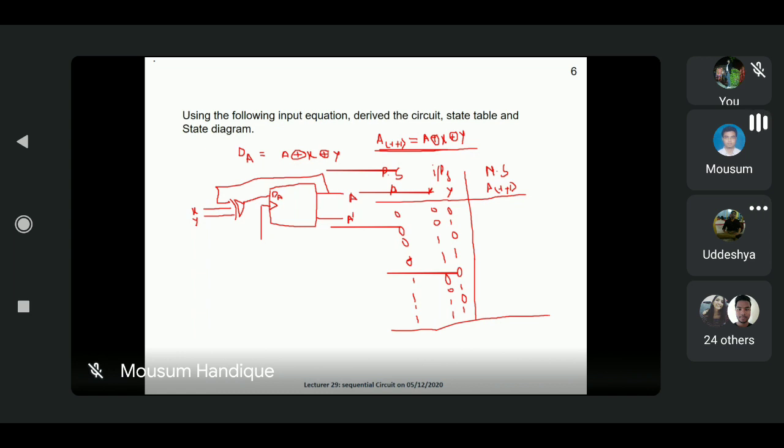Okay, what is your name? Uddesh Raj. Okay, anyone, please mute yourselves, I will speak next. Anyone, which particular table are we using: the excitation table or the state table of the D flip-flop? Or what Uddesh is saying, that means we are using the equation. Which one?